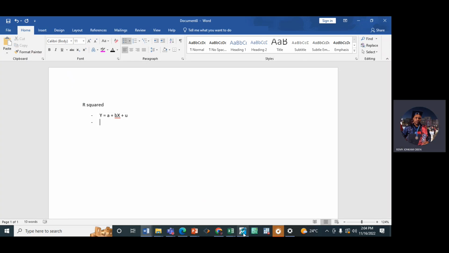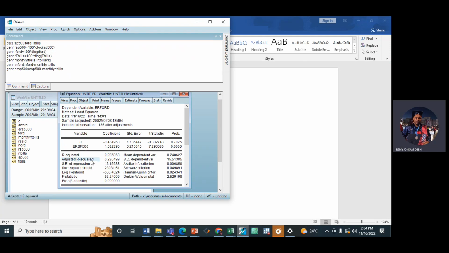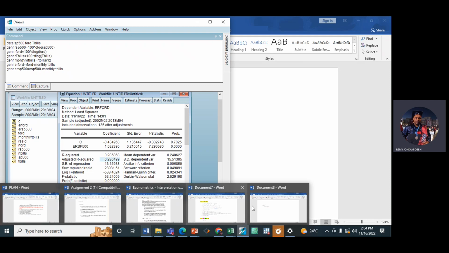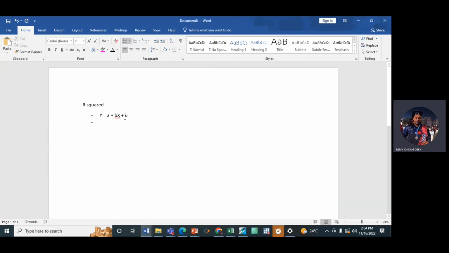Now, this adjusted Rho squared is actually Rho squared, but it is adjusted. Why is it adjusted? If you notice, in this case, these two figures are the same because it's simple regression. We have just one variable. But for multiple regression, let's say we have an extra variable, like plus cZ plus u. So let's say we have two independent variables. What you will notice is that the more you add independent variables to your model, your Rho squared will go up. Rho squared will increase.